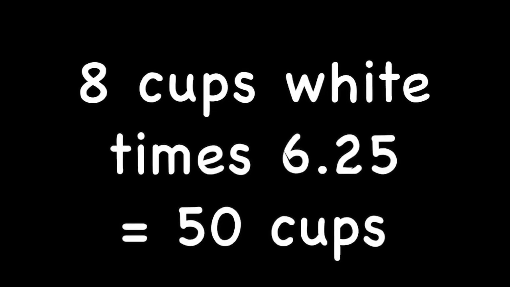He started with his original batch with 8 cups of white paint. Now we need to multiply 8 cups of white paint times 6.25 so that he can make a batch with 100 cups of paint. Since 8 times 6.25 equals 50, the painter will need 50 cups of white paint to make the batch of 100 cups of paint.